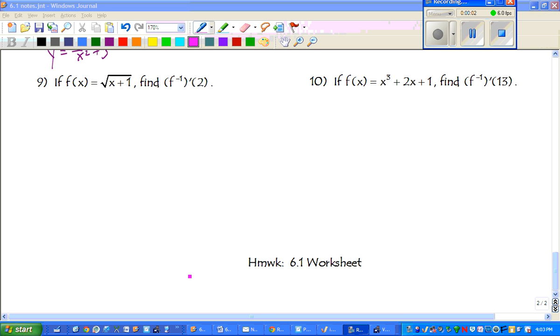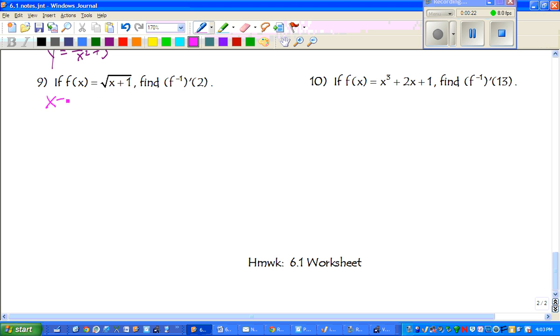All right, number 9, slightly different. Here, instead of just finding the derivative of the inverse, we want to find the derivative of the inverse when x is 2 for the inverse. So we're going to start off the same way. The only thing is we're adding a little step at the end by putting 2 into the derivative of the inverse. So we'll switch it up again.